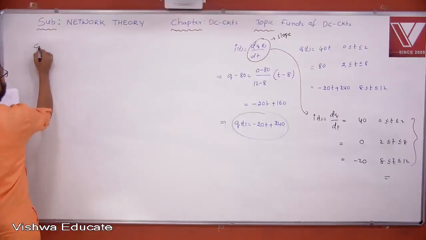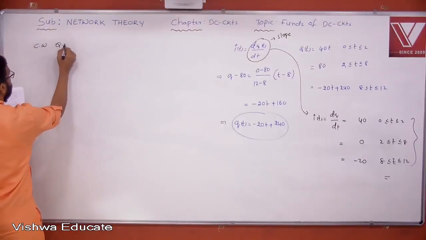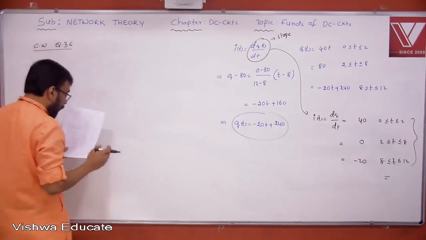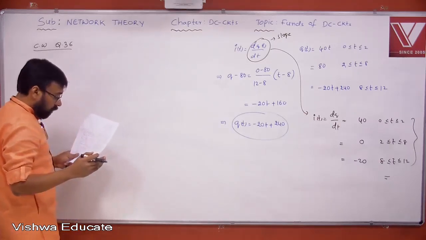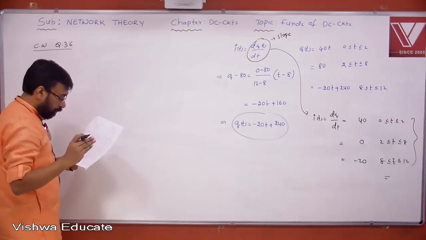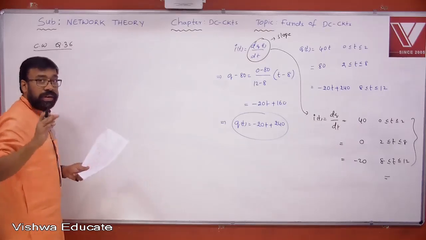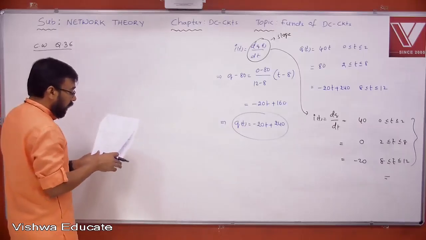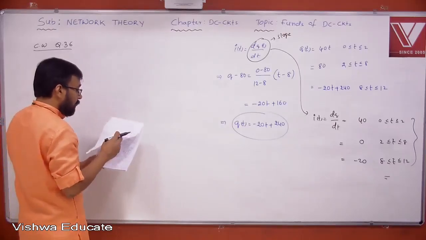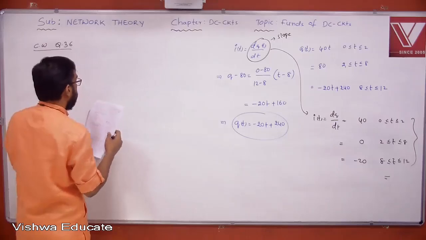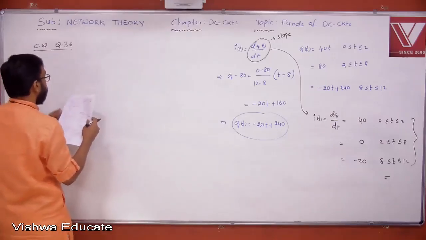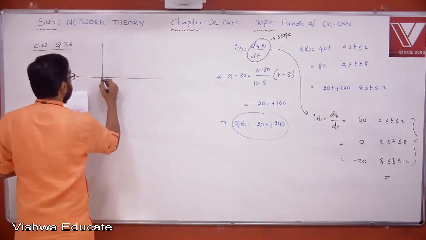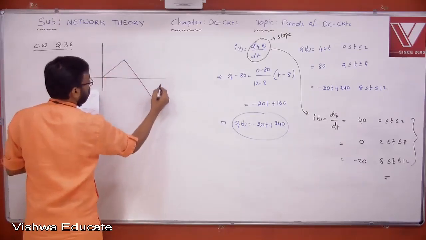Classroom workbook, question 36. The charge flowing in a wire is plotted in the following figure. Sketch the corresponding current. I think all of you have read that question. The charge flowing in a wire is plotted in the following figure. Sketch the corresponding current. So let me just draw that waveform given. All of you have the problem with you.